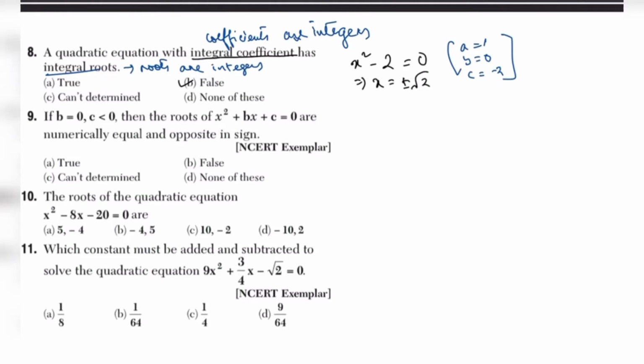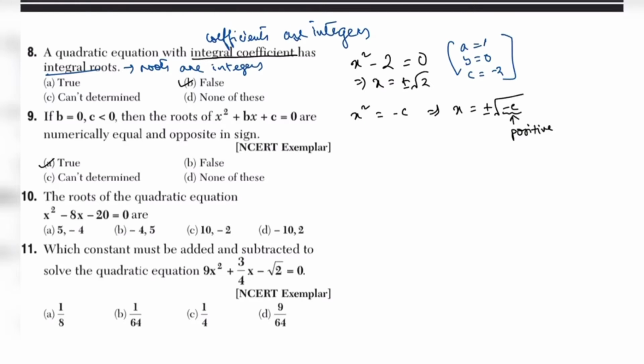If b equals 0 and c is less than 0, we are basically looking at x square equals minus c, which implies x equals plus or minus root over minus c. Note that c is negative, so this entire minus c is positive, so we can place a square root sign on that and there is no problem. So what do we have? Numerically equal and opposite in sign. Yes, that is correct, so it is A.